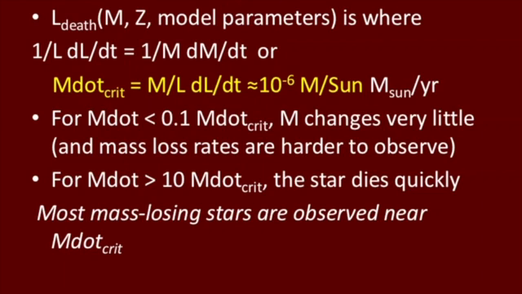For less than a tenth that mass loss rate, the mass is changing very slowly. The mass loss rate is low, and low mass loss rates are also always harder to see. For greater than 10 times that, the star dies quickly, and plus it's probably invisible behind a cloud of its own mass. So most of the mass-losing stars that you start observing are going to be the ones near the critical mass loss rate.